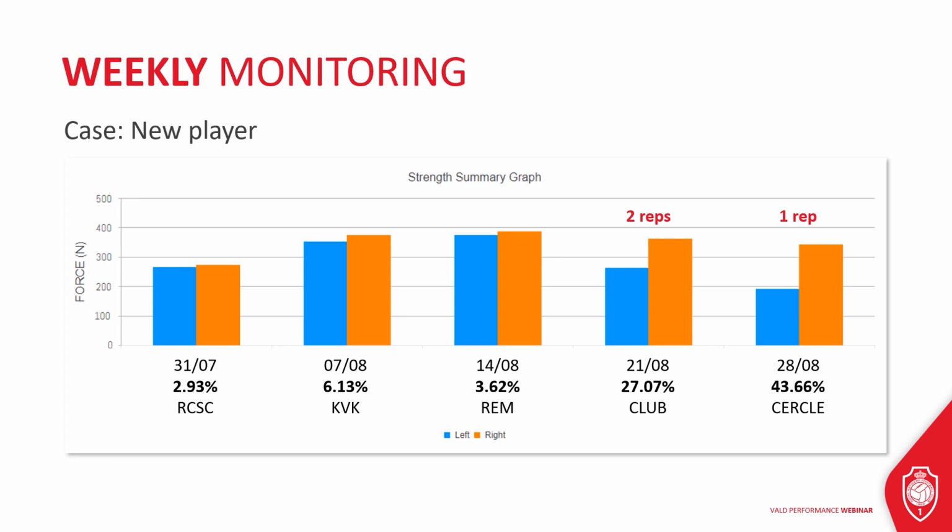Small difference between left and right. Left are the blue bars, right the orange bars. But the absolute values were pretty low, below 300. So this was a risk. Before the second game, 7th of August, okay, the absolute values were a little bit higher.